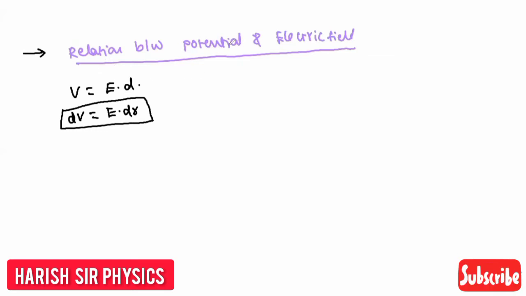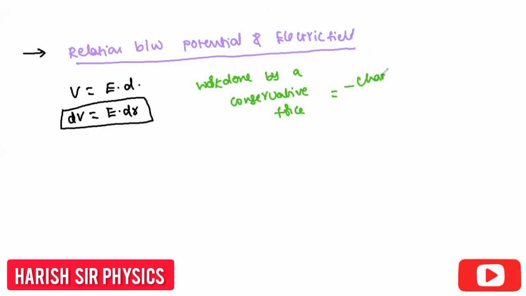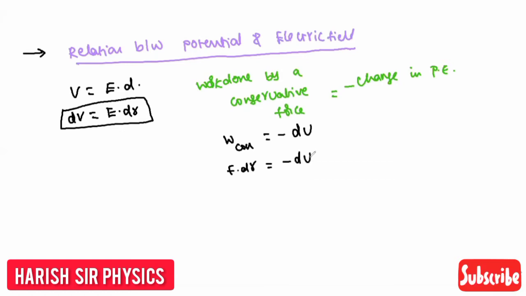We know work done by a conservative force from the work, power, energy chapter. Work done by a conservative force is equal to the negative change in potential energy. So the work done is equal to minus dU. Work done we can write as F into dr, the change in position. F into dr is equal to minus dU.